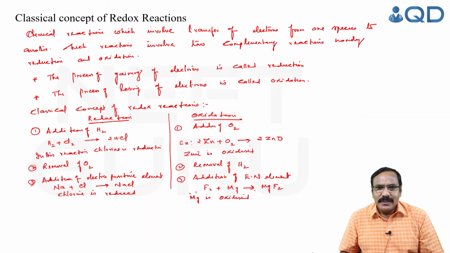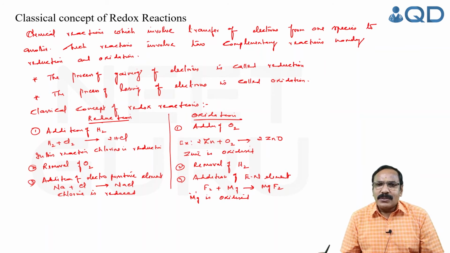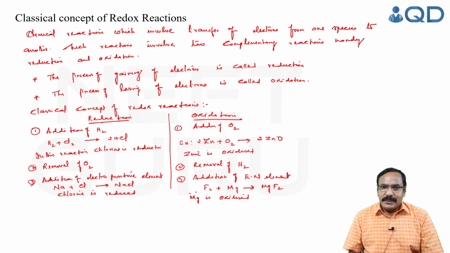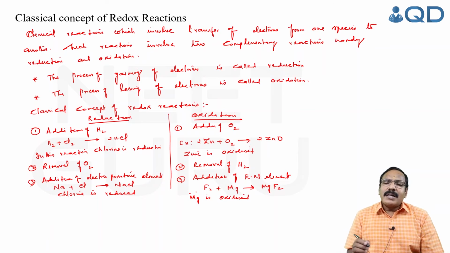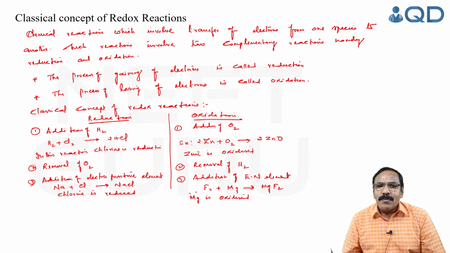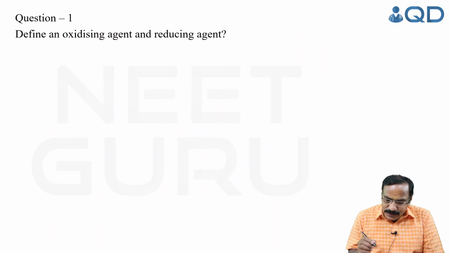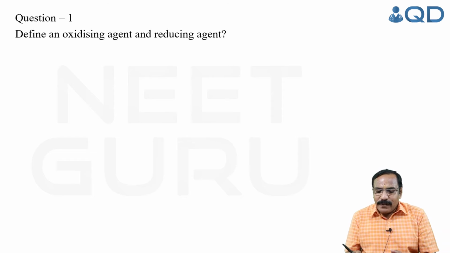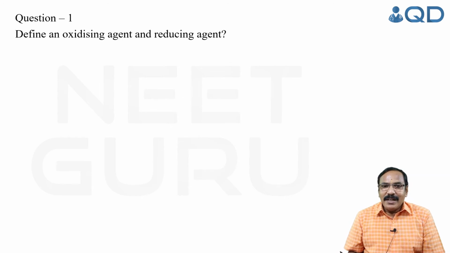Classical concept: addition of hydrogen is reduction, addition of oxygen is oxidation, or just the reverse. Removal of oxygen is reduction, removal of hydrogen is oxidation, or addition of electropositive element is reduction, addition of electronegative element is oxidation. Clear now? Yes. Now, let us do a simple problem. Define an oxidizing agent and a reducing agent. Not a problem, but just a theory-based question.